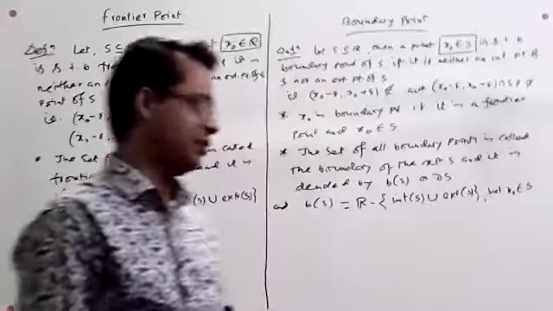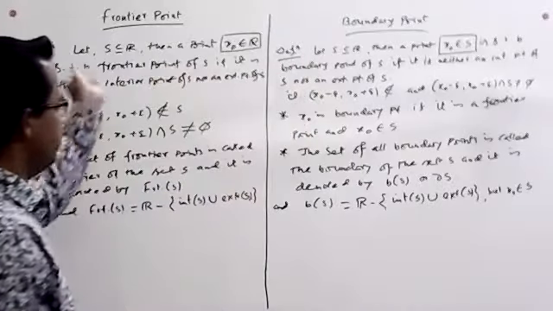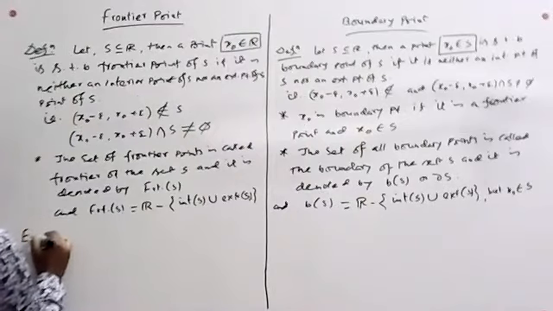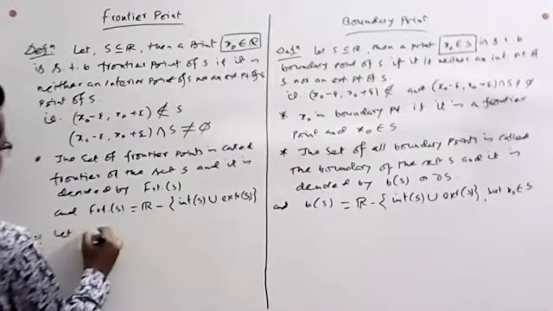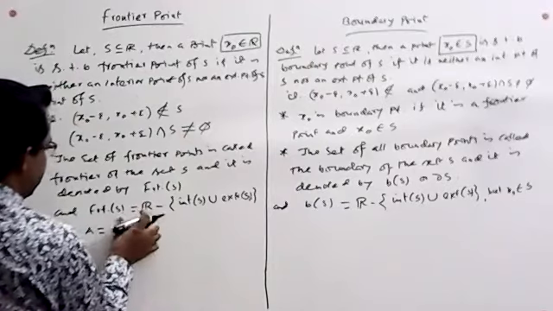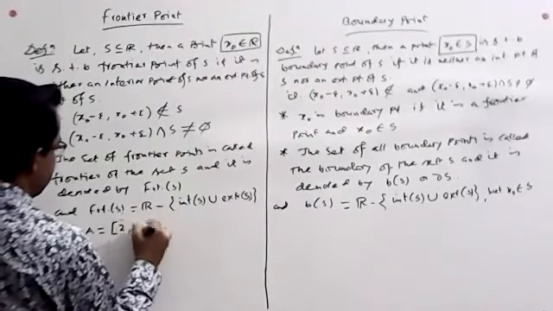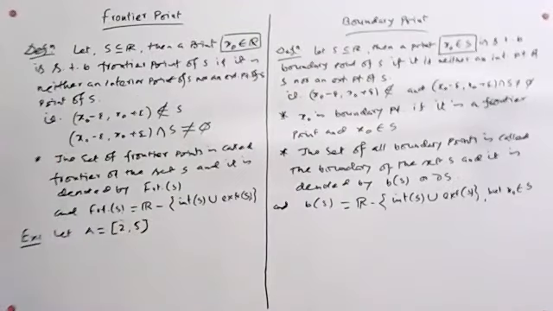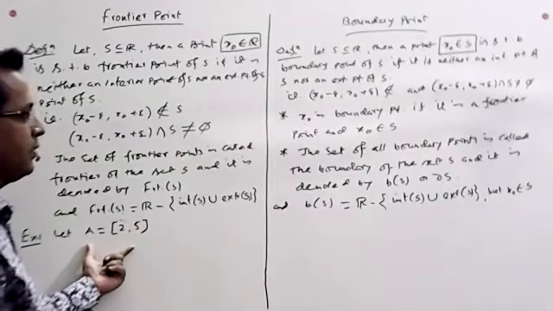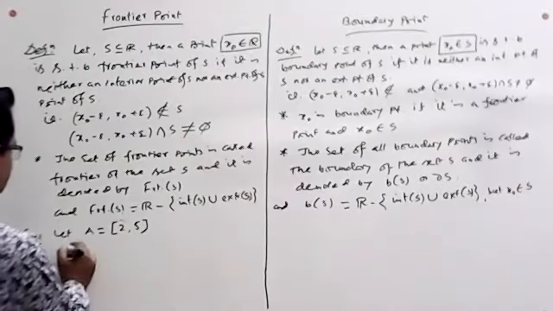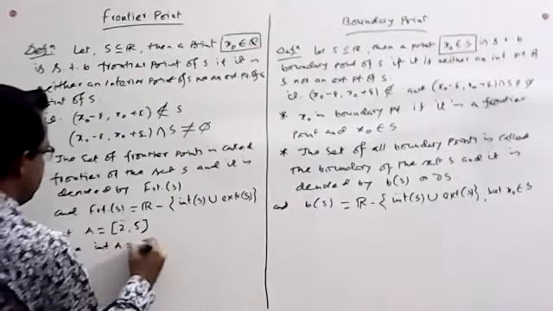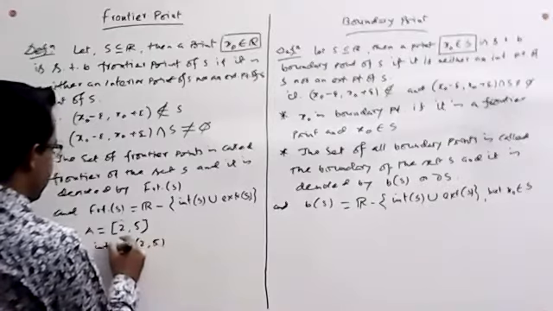Let's take an example on frontier point and boundary point. Example on these 2 points. Example 1. Let A be the closed interval 2 to 5. Now, we know that the interior of this set is an open set, which is 2 to 5. That is, interior of A equals the open interval 2 to 5.